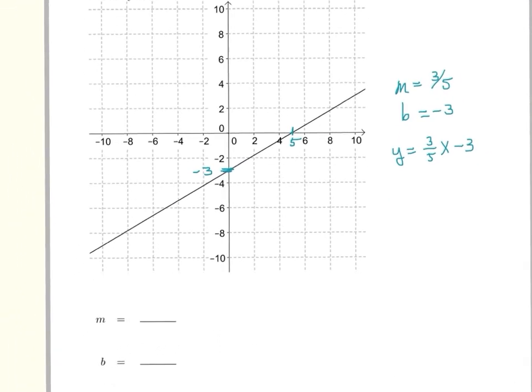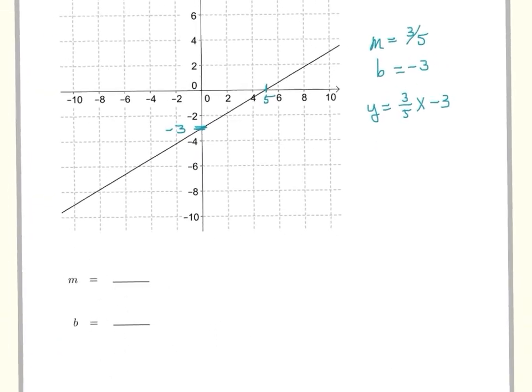I think they are just asking for m and b. So m would be 3/5 and b would be minus 3.